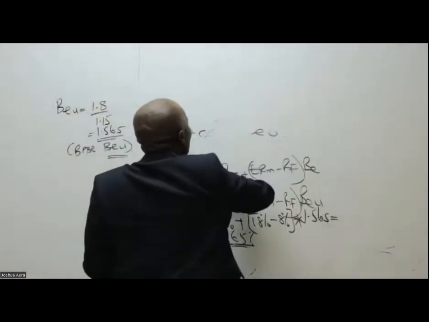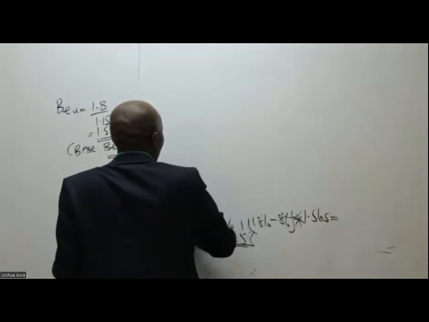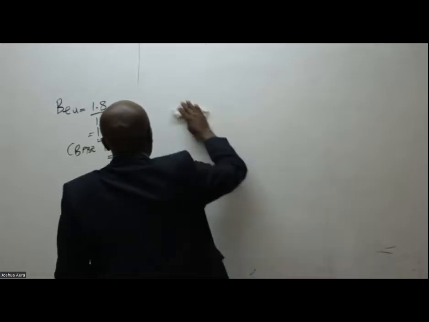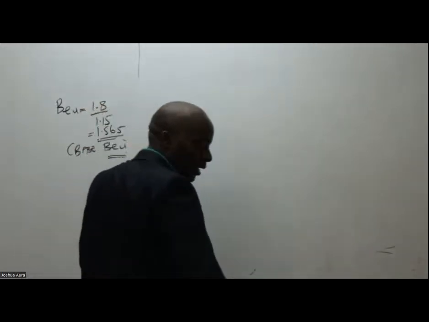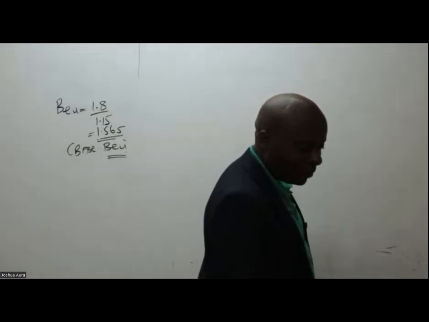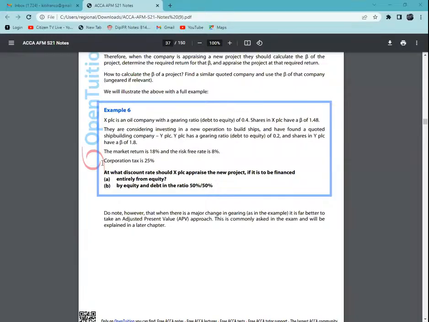Now, with your permission, I'll go straight away to number 2 of this question. I love it. Now we have some gearing; we have some debt coming into the equation. This time around, the financing is through equity and debt in the ratio of 50 to 50. No worries at all.